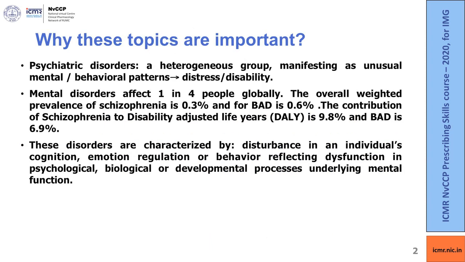Now, why are these topics important? Remember, psychiatric disorders are a heterogeneous group which manifest as unusual mental or behavioral patterns which lead to distress or disability. Mental disorders affect 1 in 4 patients globally. The overall prevalence of schizophrenia is about 0.3% and for bipolar affective disorder 0.6%. The contribution of schizophrenia to disability adjusted life years is 9.8% as compared to bipolar affective disorder, which is 6.9%. These disorders are characterized by disturbance in individual cognition, emotion regulation or behavior, reflecting dysfunction in psychological, biological and developmental processes underlying mental function.